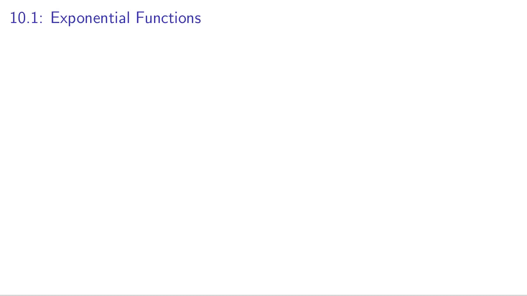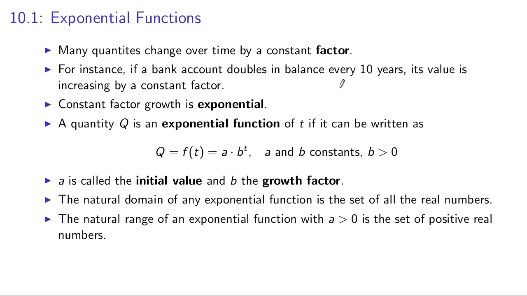Algebra 2, Chapter 10, Section 1, Exponential Functions. Many quantities change over time by a constant factor. For instance, if you have a bank account balance that doubles every 10 years, its value is increasing by a constant factor. When you hear factor, you should think multiply.